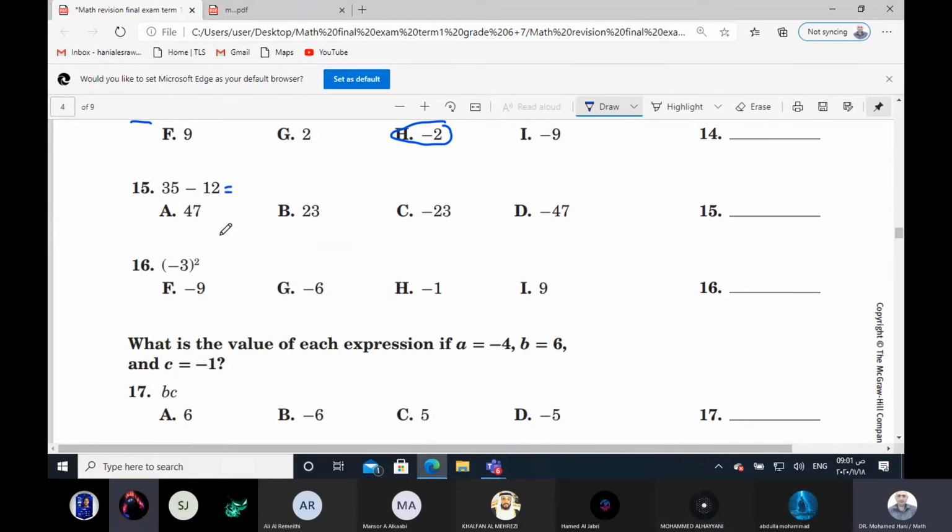السلام عليكم أستاذ. عليكم السلام ورحمة الله وبركاته.